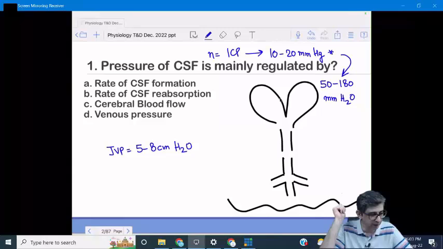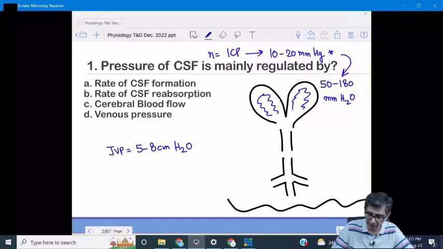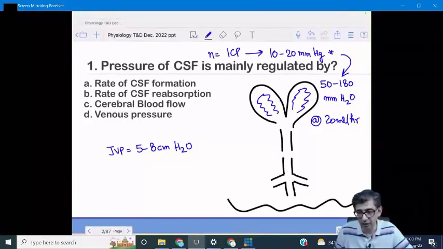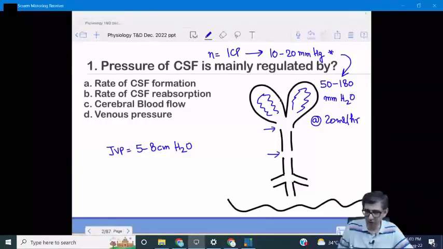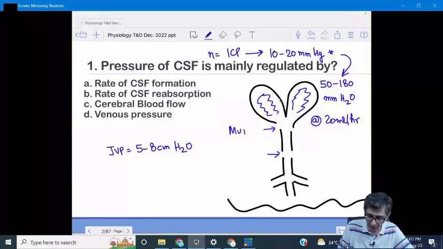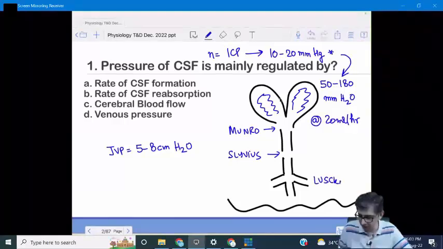Very good evening, Karan. The CSF will be produced by the choroid plexus, and the rate of production of CSF is approximately 20 ml per hour. And then it's going to travel through these foramina. You very well know the names of these foramina. That would be foramen of Monro, there would be aqueduct of Sylvius, and then we would have laterally Luschka and medially Magendie.